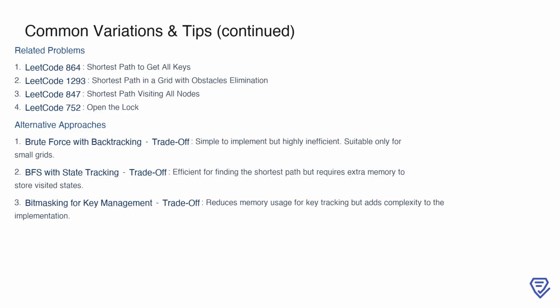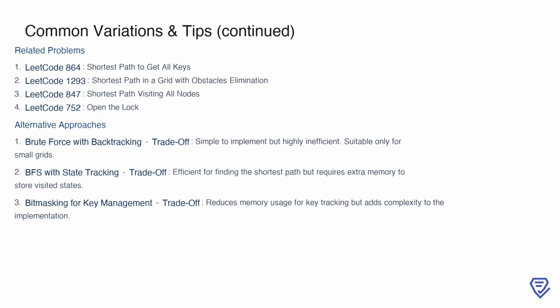For example, LeetCode 864 itself focuses on collecting all keys, while LeetCode 1293 tackles navigating a grid with obstacles that can be eliminated. Similarly, LeetCode 847 involves visiting all nodes in a graph, and LeetCode 752 explores unlocking a combination lock. Each of these problems emphasizes pathfinding under different constraints, making them great for building complementary skills.